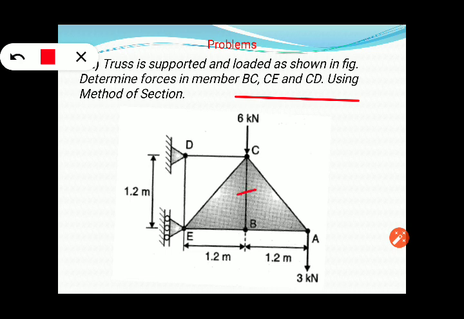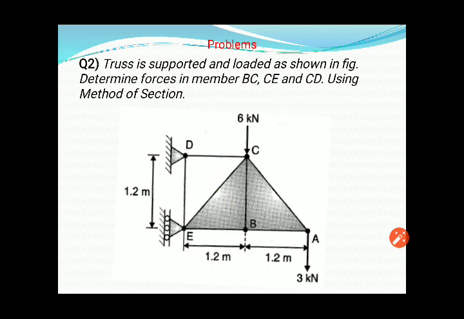CE and CD. These three members you have to consider to calculate the forces. Now here, the first thing is: this is a cantilever truss. You can consider the left side, or you can start with the free end. Now we want to find forces in which members? BC, CE and CD.